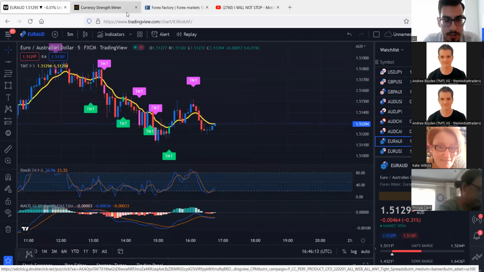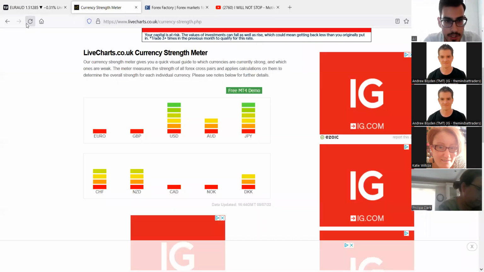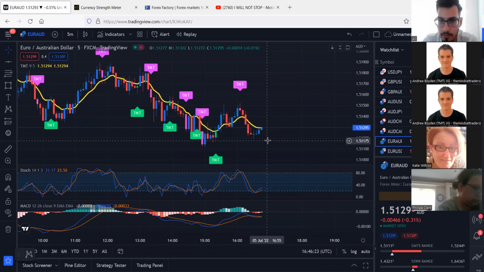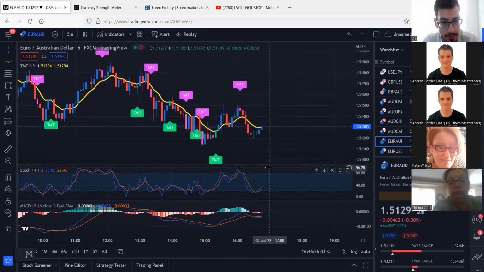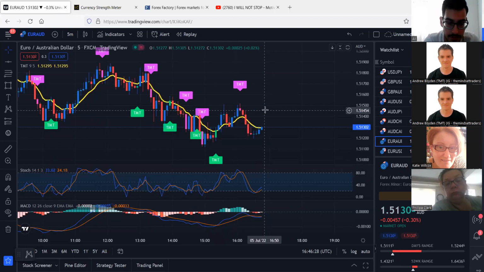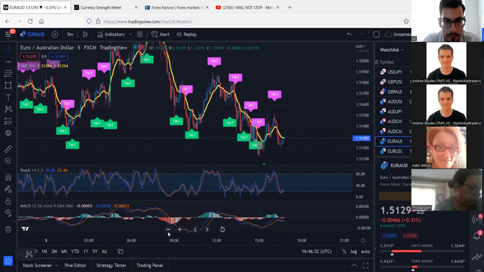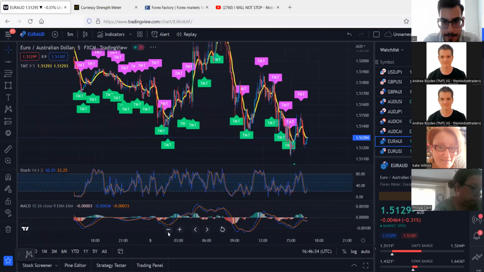Now, let me just check back what Euro AUD was. Okay, it is bearish. It's in an oversold condition. But what we would like the market to do is go into an overbought condition, so it can end the trade. And as we usually do now, we look for a support and resistance area.